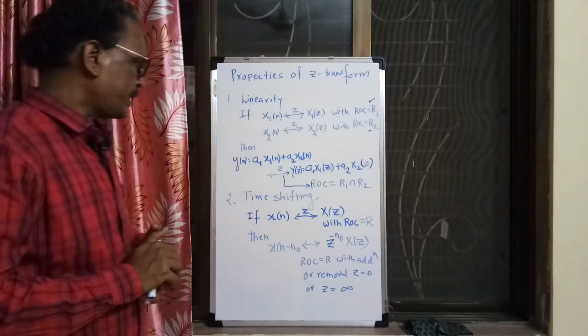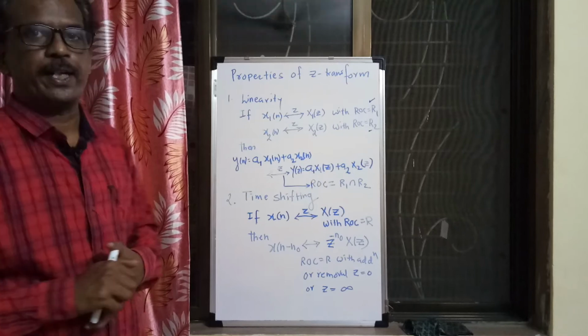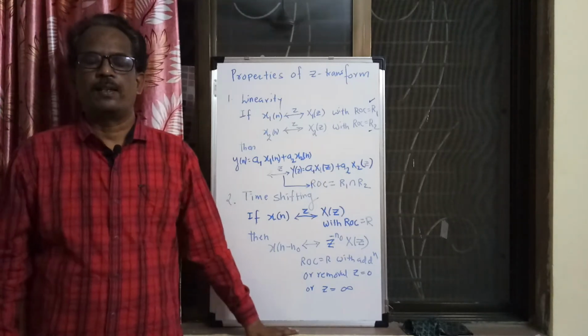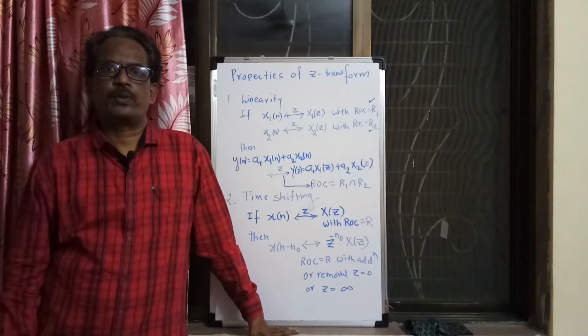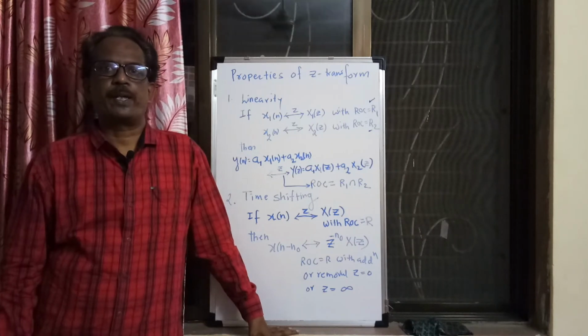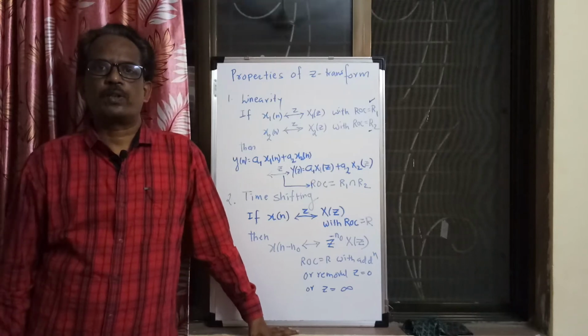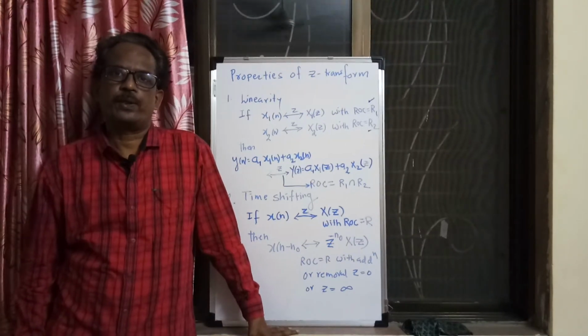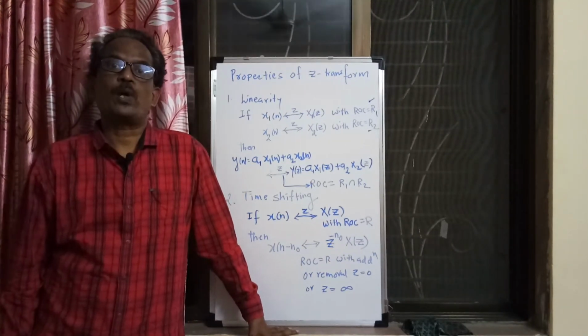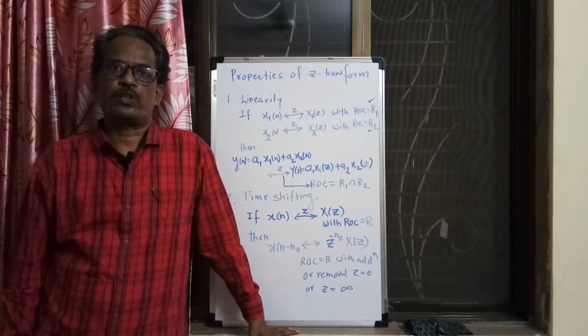The next property of the Z transform is time shifting. In the time domain, if you shift the signal by n0, if n0 is positive, then the signal gets shifted towards the right. If n0 is negative, then the signal gets shifted towards the left. If the signal gets shifted towards left or right, what happens to the earlier Z transform, which was there for the unshifted signal?